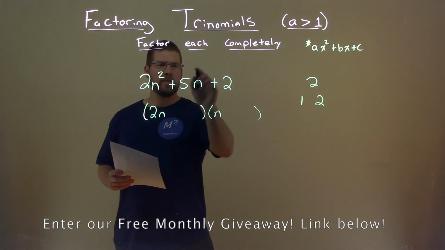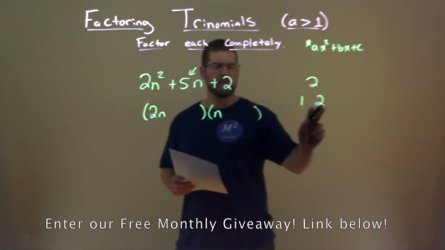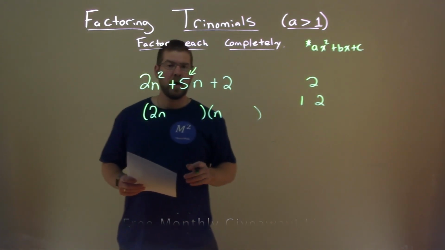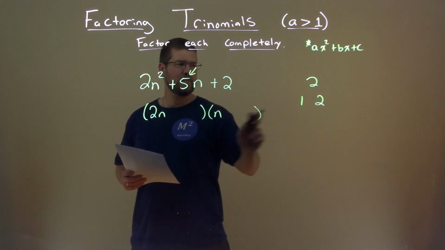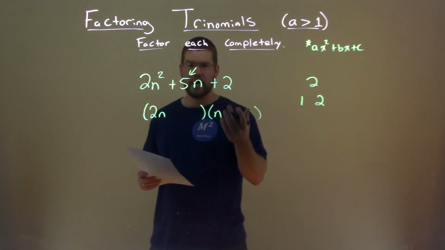We now look at the b value. And we say, okay, 2 times one of these numbers plus 1 times the other number gets us 5. And the closest thing I see is, well, 2 times 2 is 4, right? And then plus 1 is 5, there we have it.